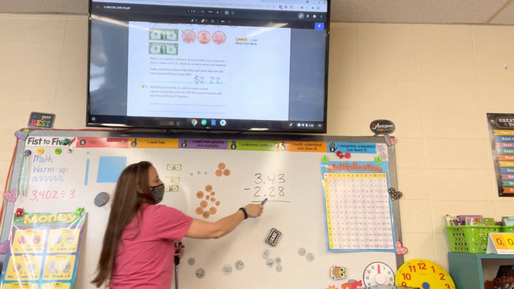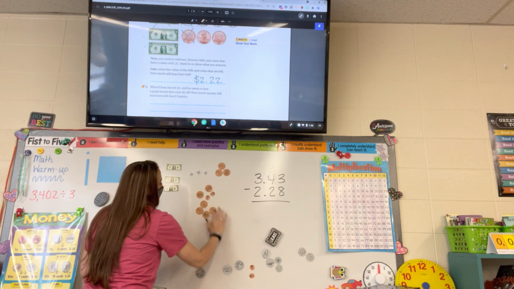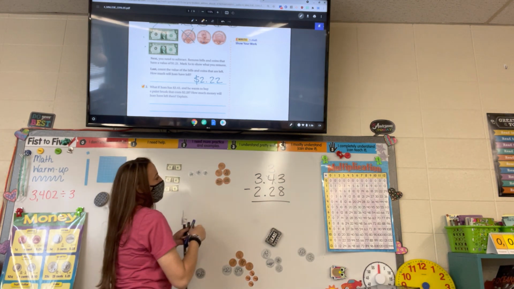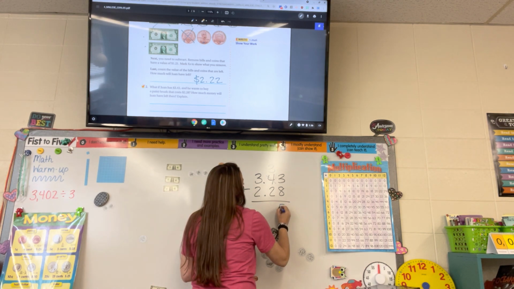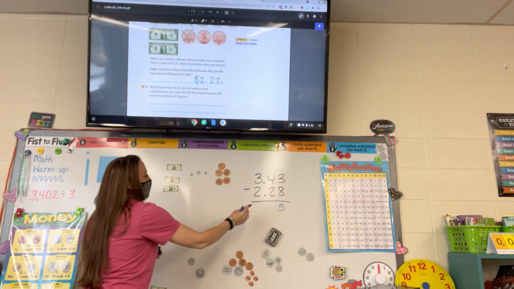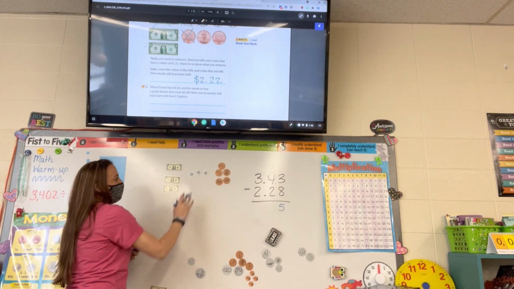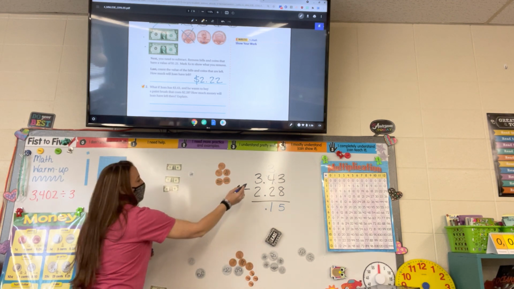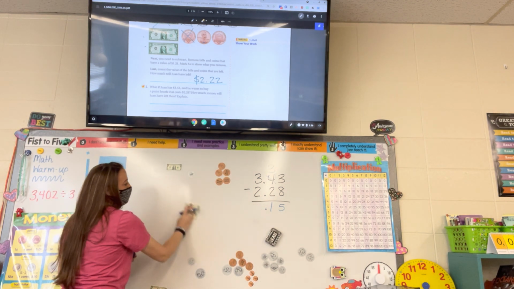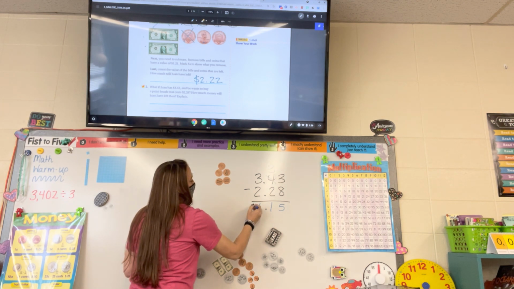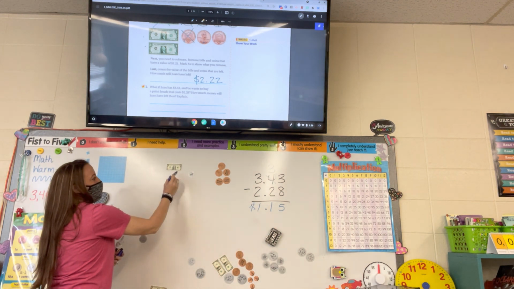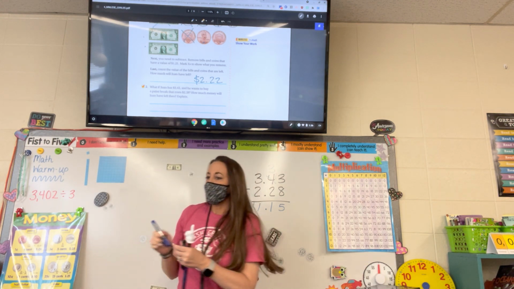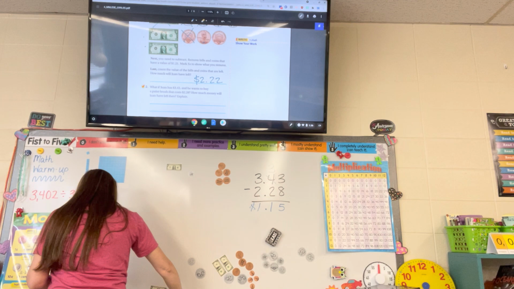Now, can we take away 8 pennies? Yes. 2, 4, 6, 8. And then that leaves us with 5 pennies. And then we take away how many dimes? 2. That leaves us with 1. And then how many dollars do we take away? 2. And that leaves us with $1.15. $1, 10, 11, 12, 13, 14, 15. Okay? So see how you regroup money?